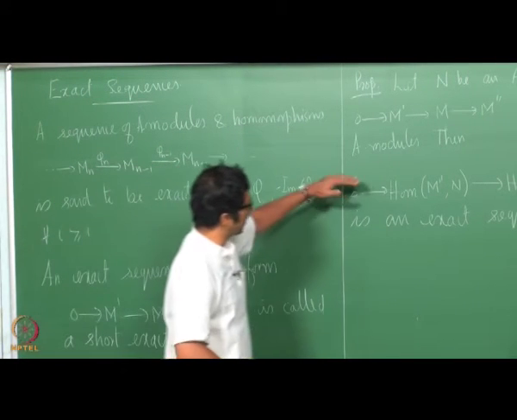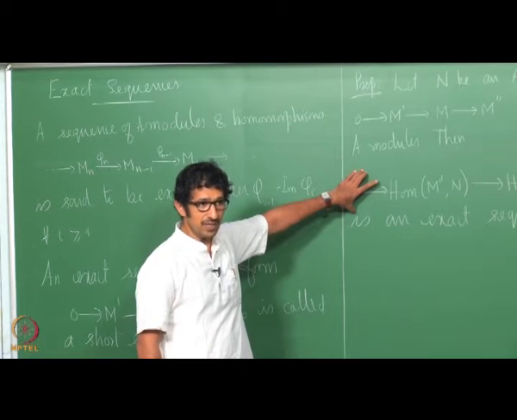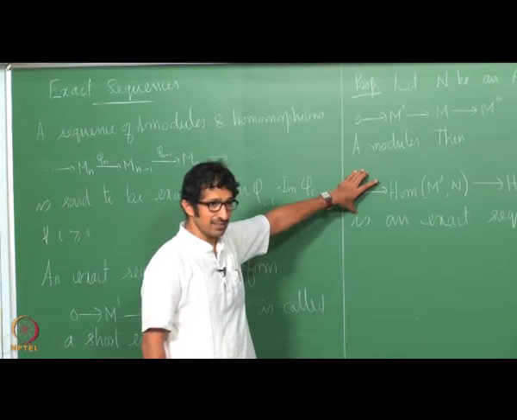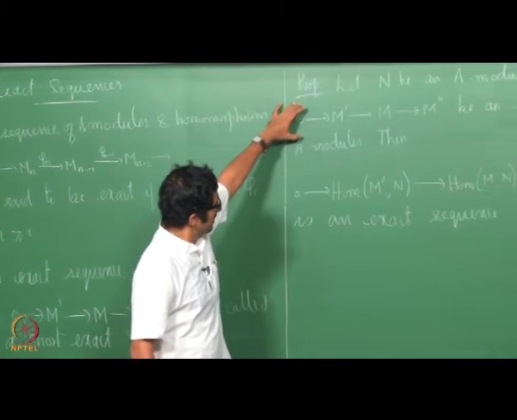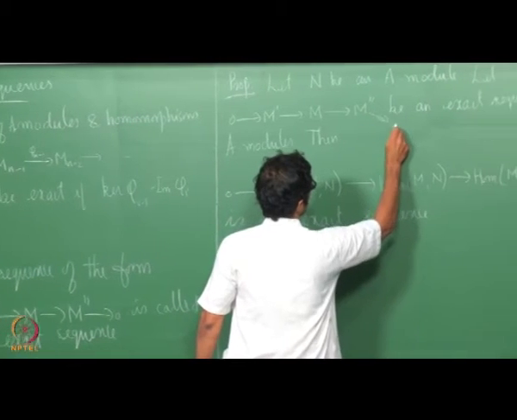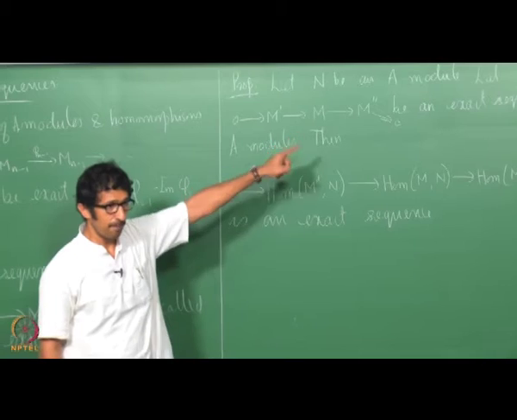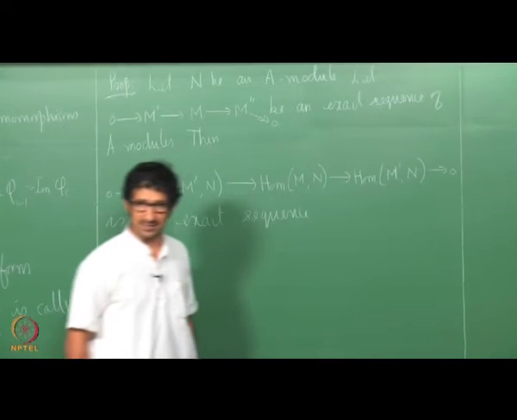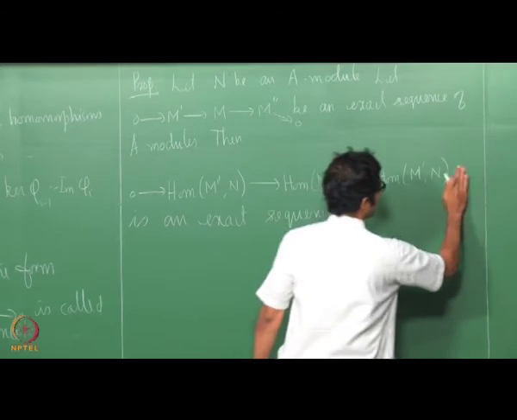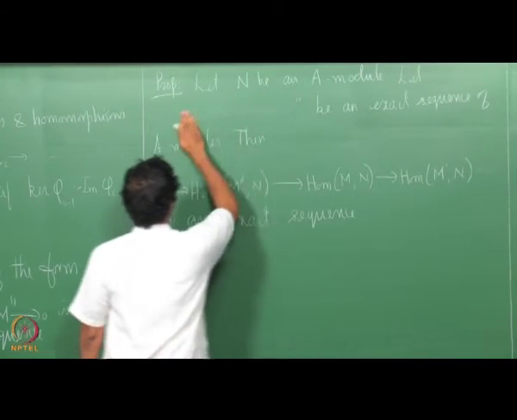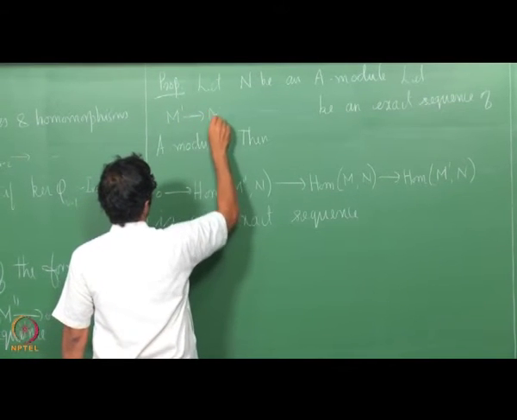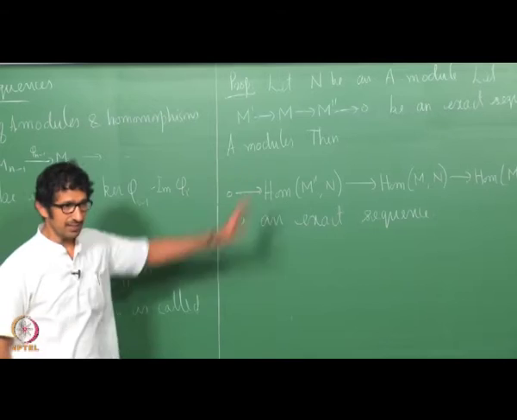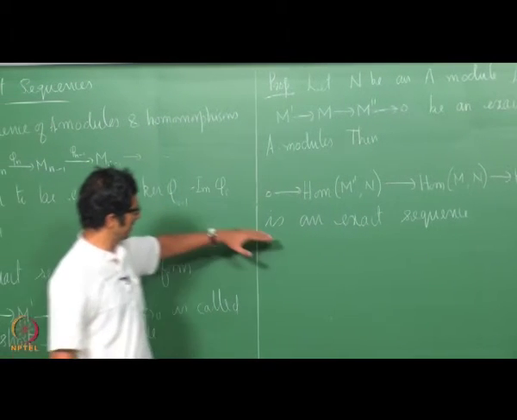So, this property is referred to as the Hom functor is left exact. See here, even if I have a short exact sequence, when you apply Hom there, you need not necessarily have it like this, okay. But I am looking at an exact sequence of the form M prime to M to M double prime to 0. We have the other one as well, which I will come to next.